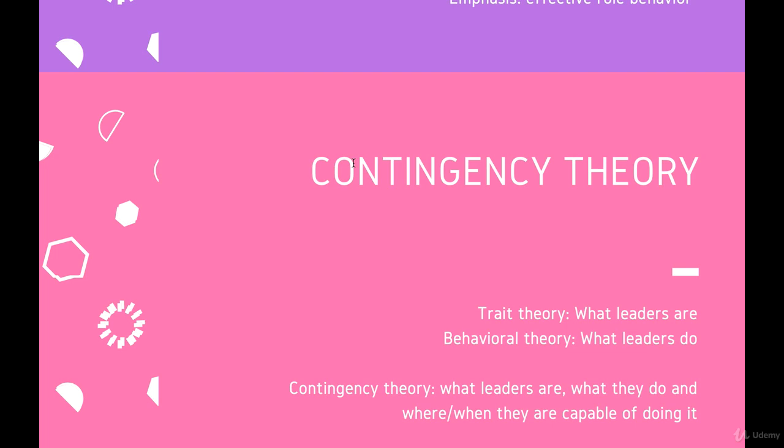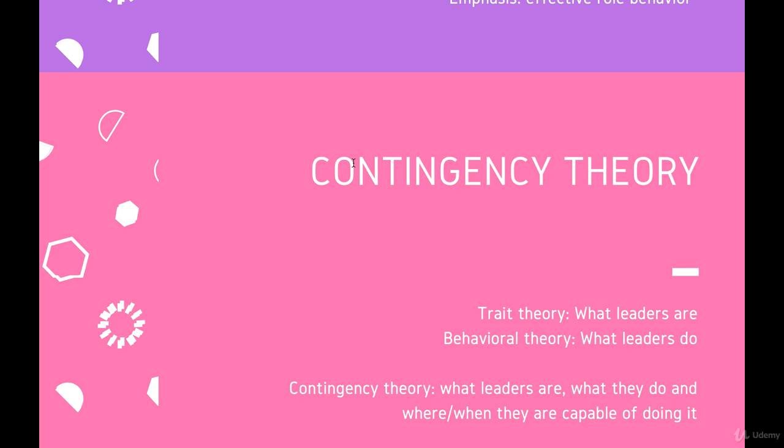So basically it says, all right, we look at the different traits. At the same time, we look at how these traits are translated to the real world. How do the leaders behave? Do they behave like a leader? And then also, we look at where and when they're capable of doing it. When and where are they capable of being a leader? Because just because you are a leader in a certain situation doesn't mean that you're an all-around leader all the time. But in order to become a true leader, you have to adapt to situations.